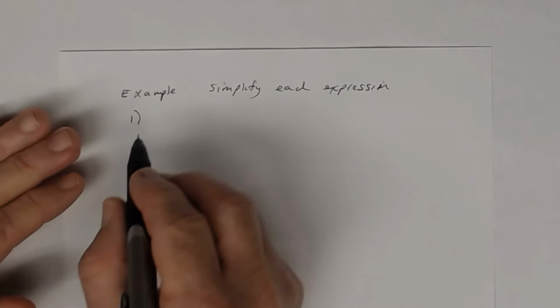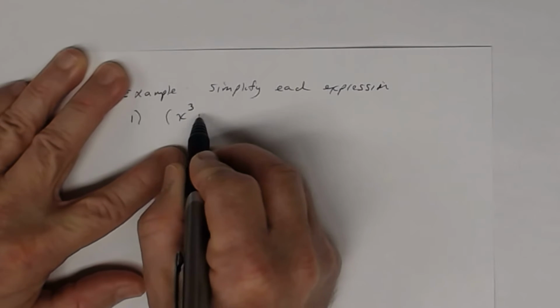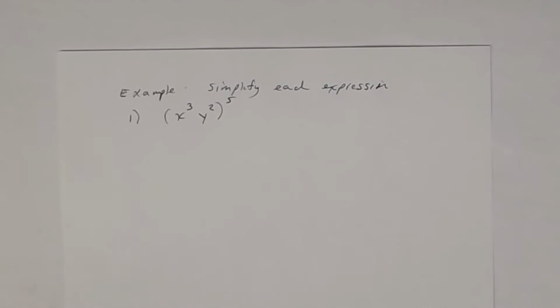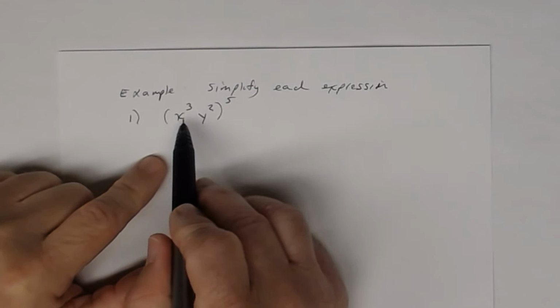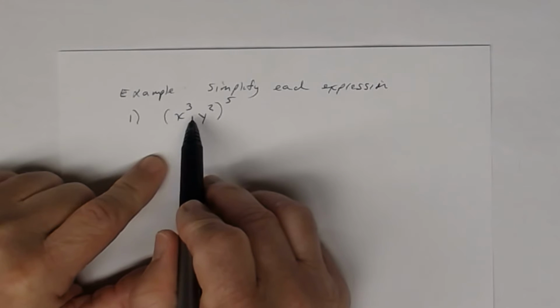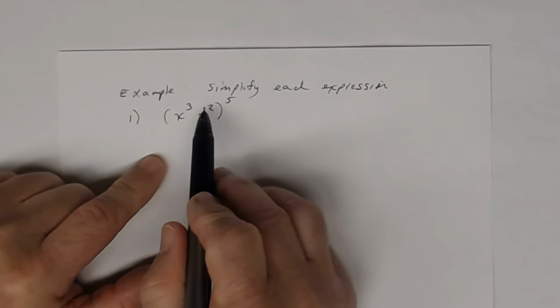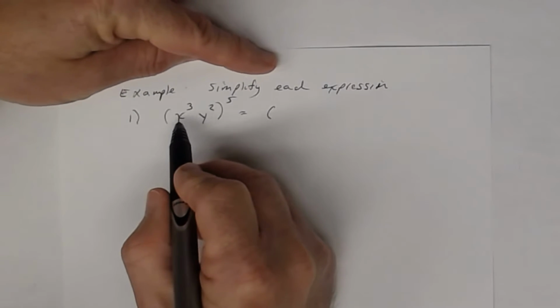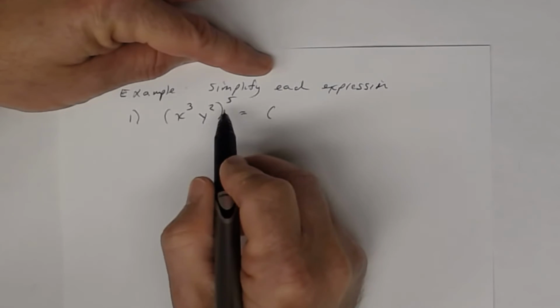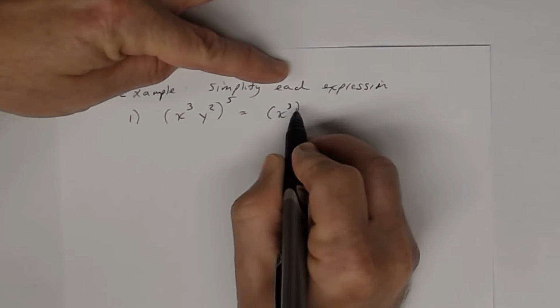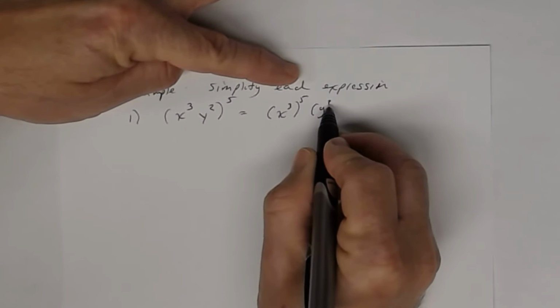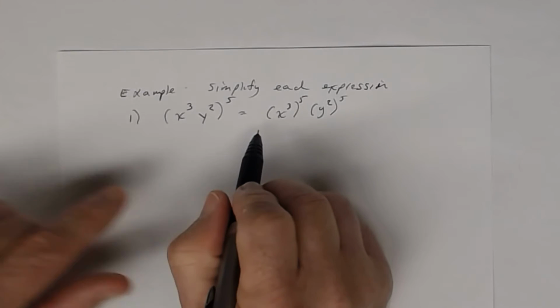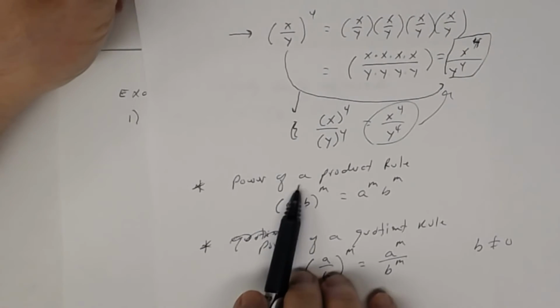All right, we're going to start out with a simple one. So let's suppose I had x to the 3rd power, y to the 2nd, raised to the 5th. According to the power of a product, you have a product here, x cubed times y squared. Whenever you have a power of a product, I can rewrite this as each of those variable expressions raised to the 5th power. So it'll be x cubed raised to the 5th times y squared raised to the 5th. So I'm just using the power of a product rule.